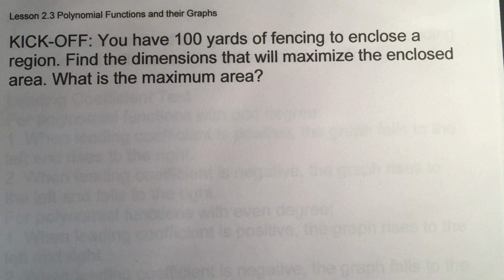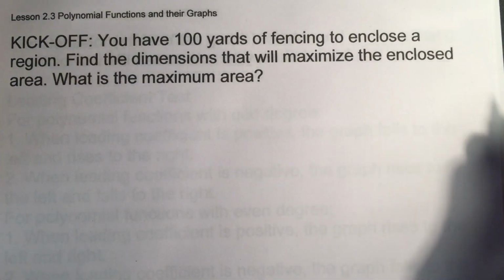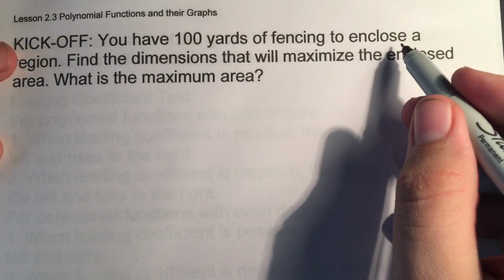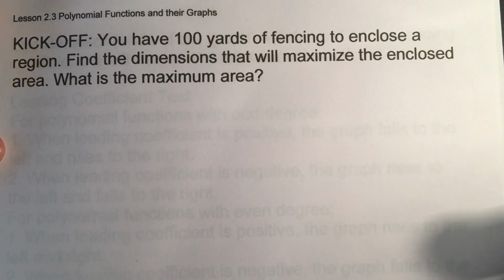So you have 100 yards of fencing to enclose a region. Find the dimensions that will maximize the enclosed area. What's the maximum area? This was building off of last time, where we were using quadratic functions and finding the max or the min of them. So, 100 yards of fencing, enclosing a region. We're going to do a rectangular region.